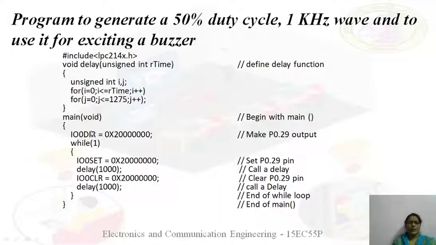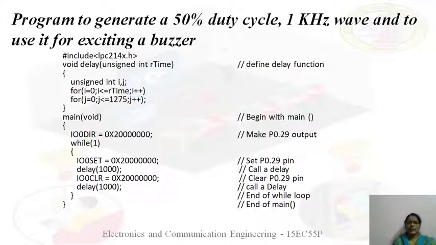Inside the main we are setting the IO0DIR register. Since we have to make P0.29 an output pin, to make it an output pin, define the value 20, that is 32-bit size. Once it is made an output pin, then the buzzer should be on and off with some specified delay. So it should be in a continuous while loop.